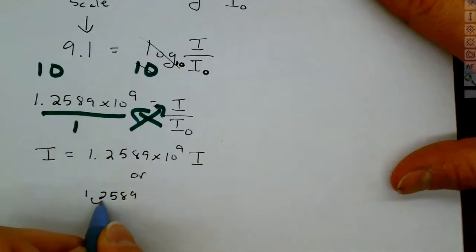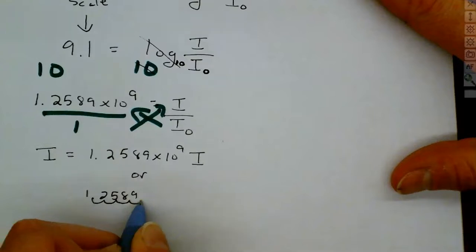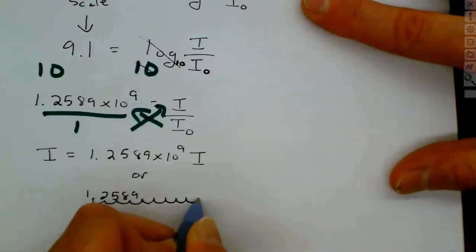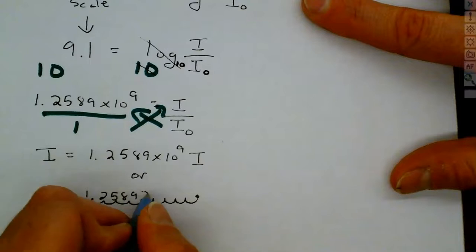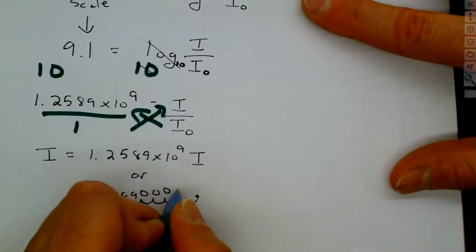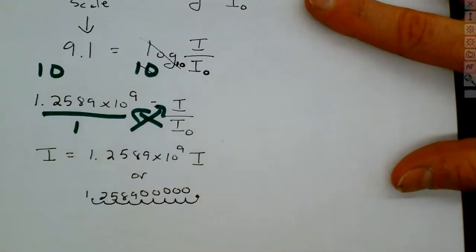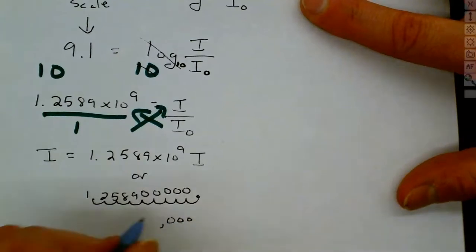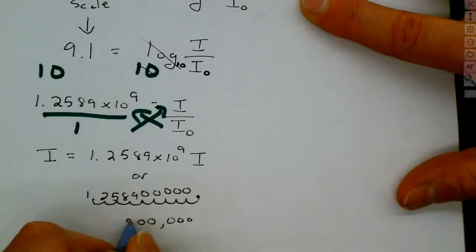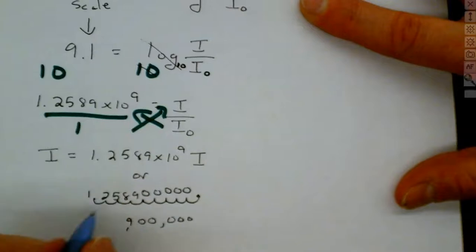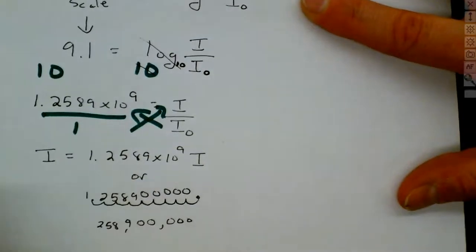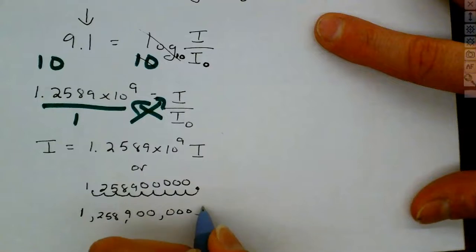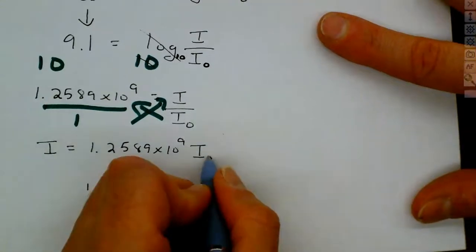We're going to go 1, 2, 3, 4, 5, 6, 7, 8, 9. So look at the size of the number. Then zeros, put the commas in, 9, and then 2, 5, 8, and then 1. So look at that, and that's I naught there.